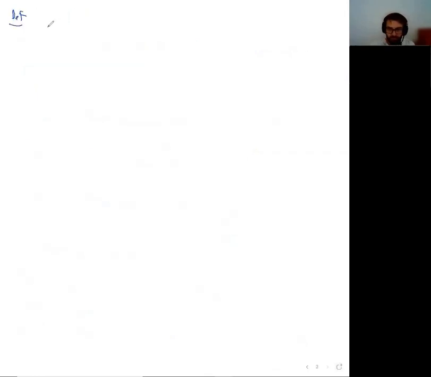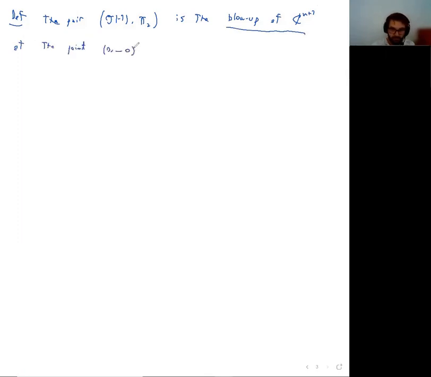So first of all, let's give a name to all this construction. The pair O(-1), comma, pi 2, so the total space together with the projection on Cn plus 1, is the blow up of Cn plus 1 at the point (0, 0, 0). Of course, we're saying at the point 0 because 0 is the point which is being replaced with CPN. But you can change coordinates to blow up another point. You just precompose everything with a translation or whatever you want, and you blow up at a different point.